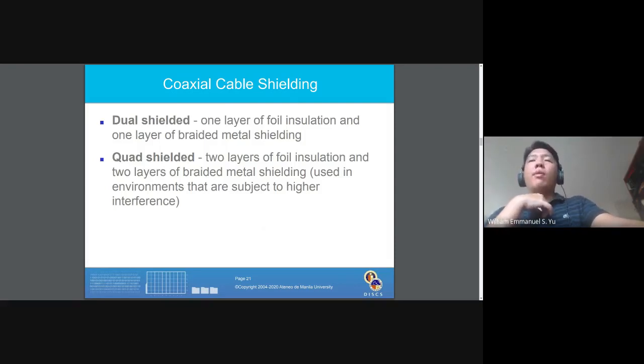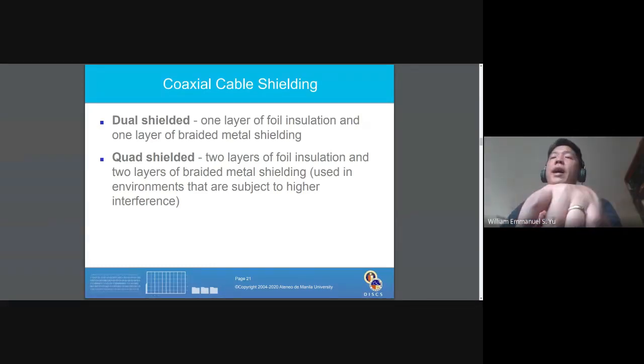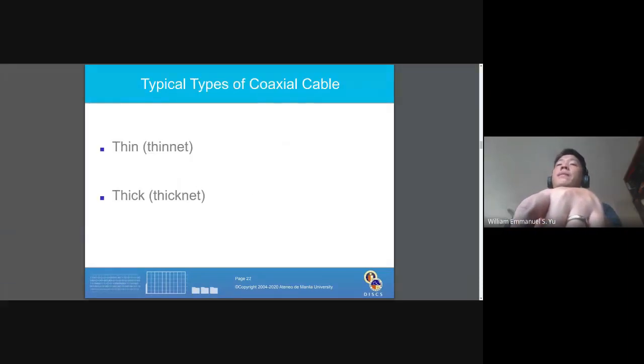Now, what is the most common coaxial cable use case in your home? It would be your cable TV connection. So your connection from the cable TV provider would normally be a coaxial cable, right? So that is the most common, if you just take a peek at your home. That is the most common type of coaxial cable, right?